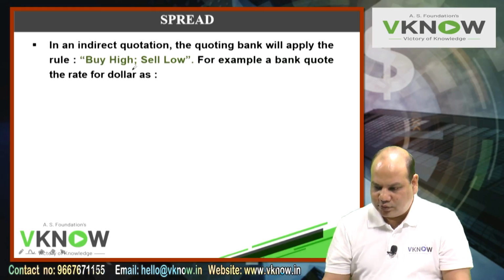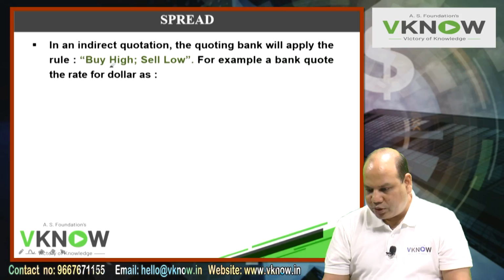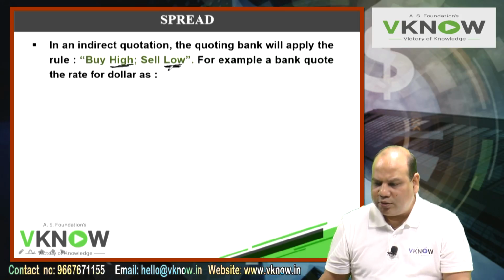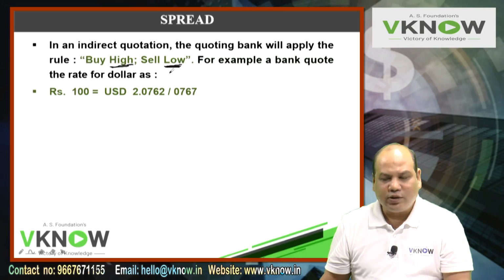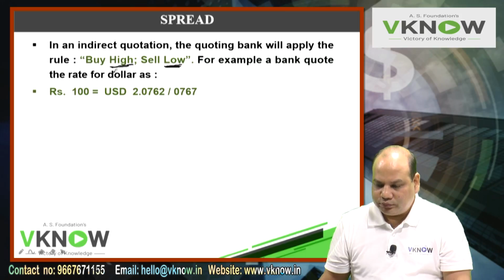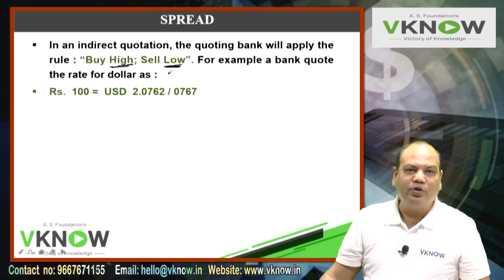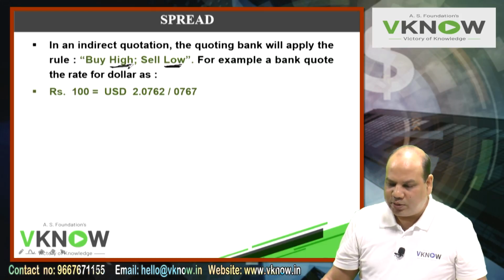Now this is undigestible. Buy high, sell low. Are you a fool? You will suffer a loss. Don't do that. Okay, let us understand with the help of an example why the logic is buy high, sell low. Let us take an example. Once I complete explaining this example, you will be convinced why for indirect quote the rule is buy high, sell low.